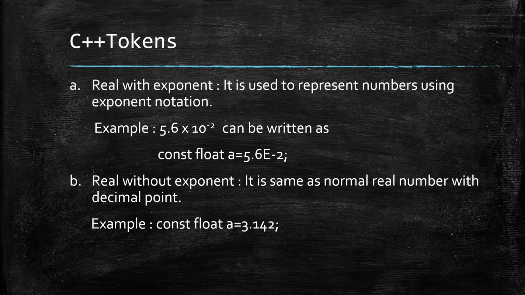Next, the second type is real without exponent. It doesn't have any exponent; it is the same as a normal real number with a decimal point, a normal float constant. For example, const float a = 3.142, which is the pi value. It has a decimal point and no exponential notation, so it's real without exponent.